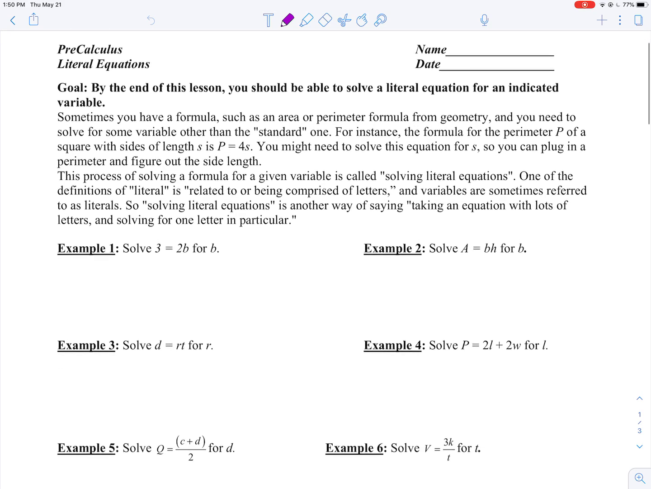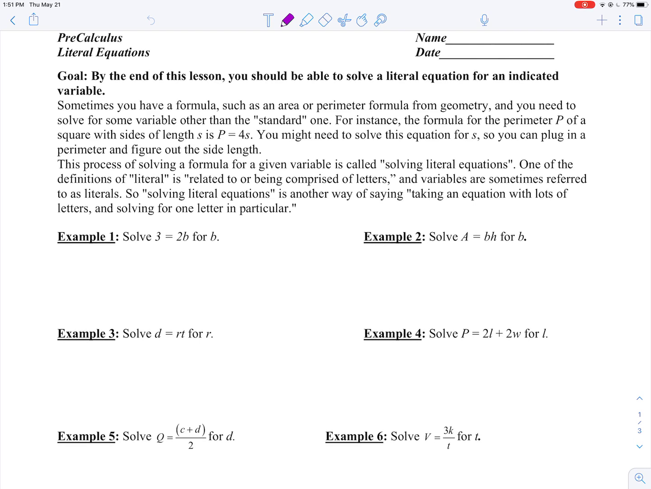Notes. So this hopefully is review. They taught you literal equations in Algebra 1. They reviewed it again in Algebra 2, and we're just reviewing it again because this little paragraph here, the issue is sometimes you have a formula and you want to solve for some other variable other than the standard one.